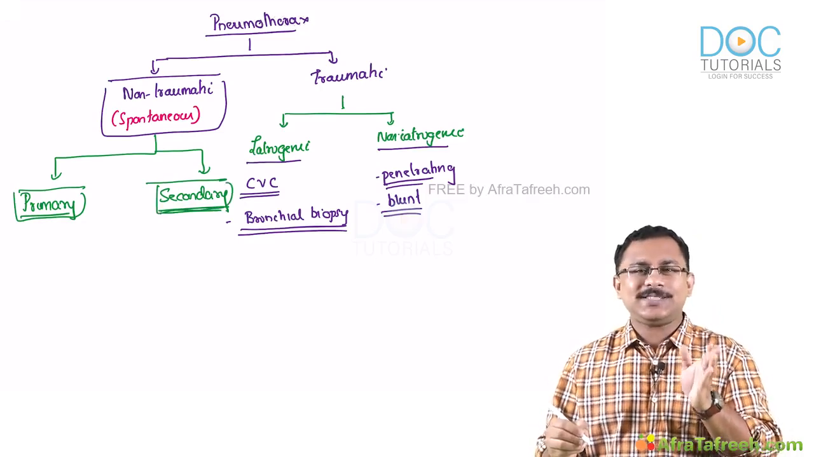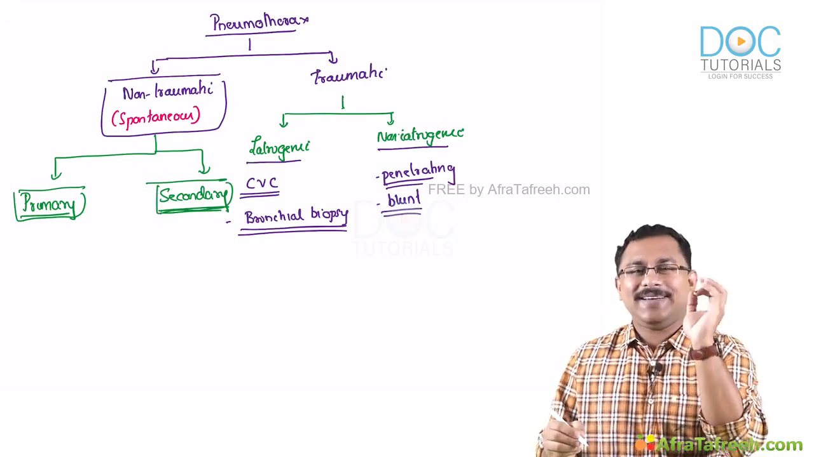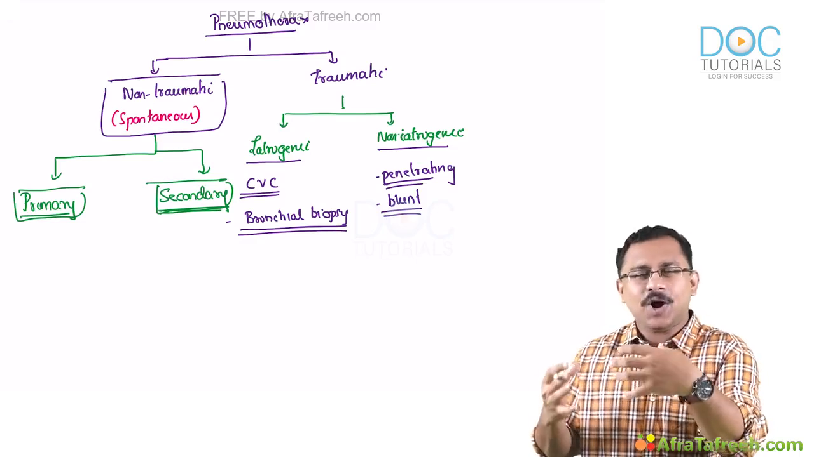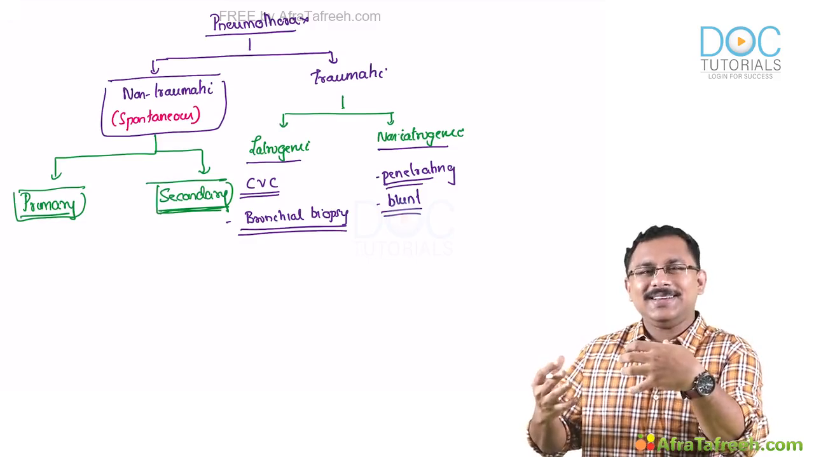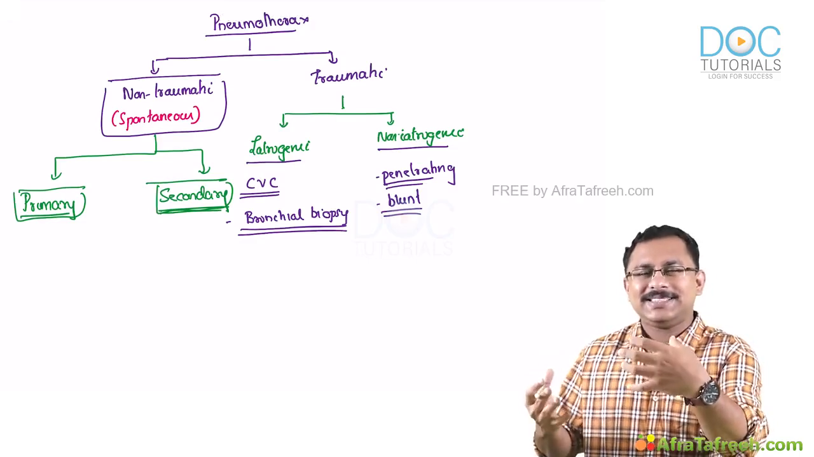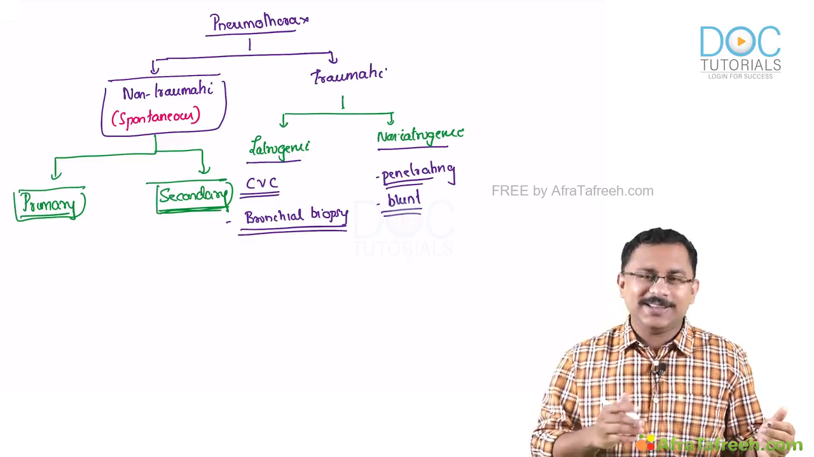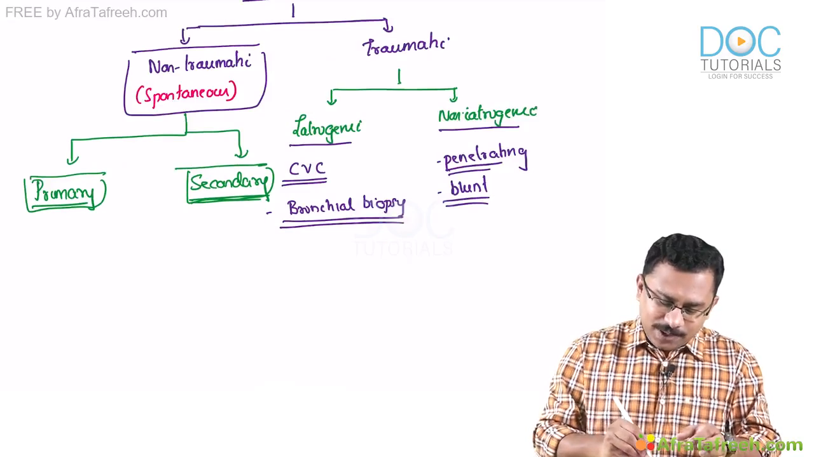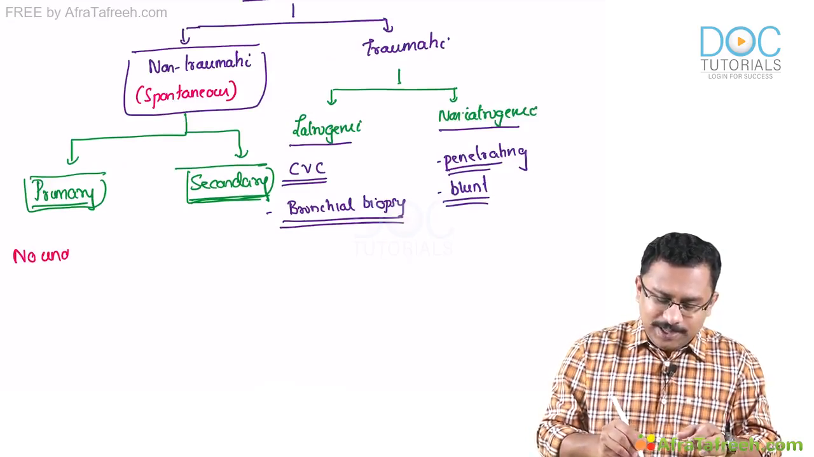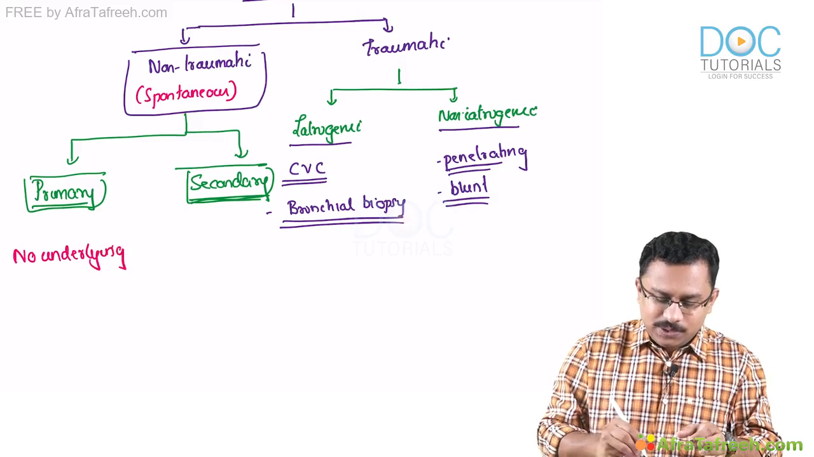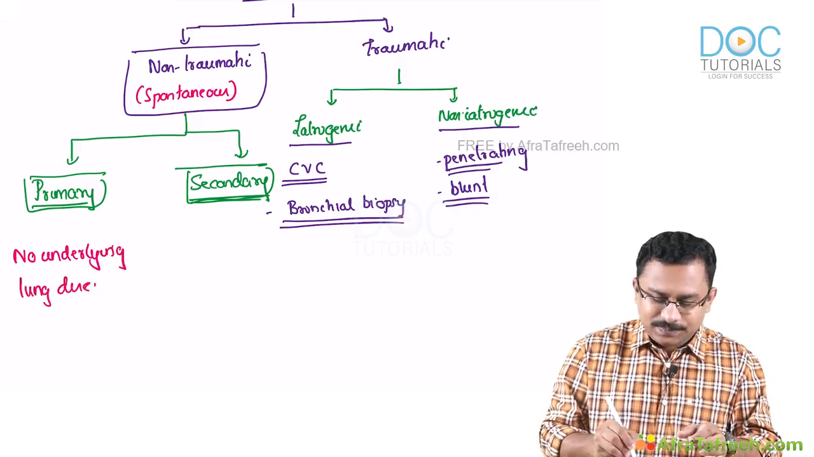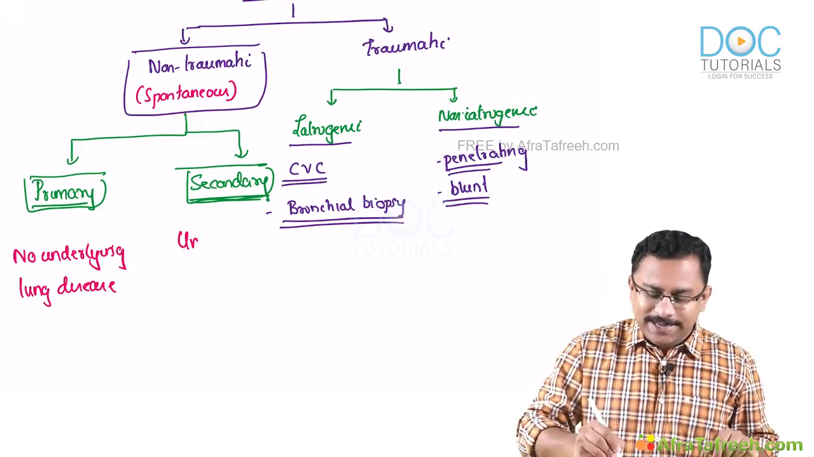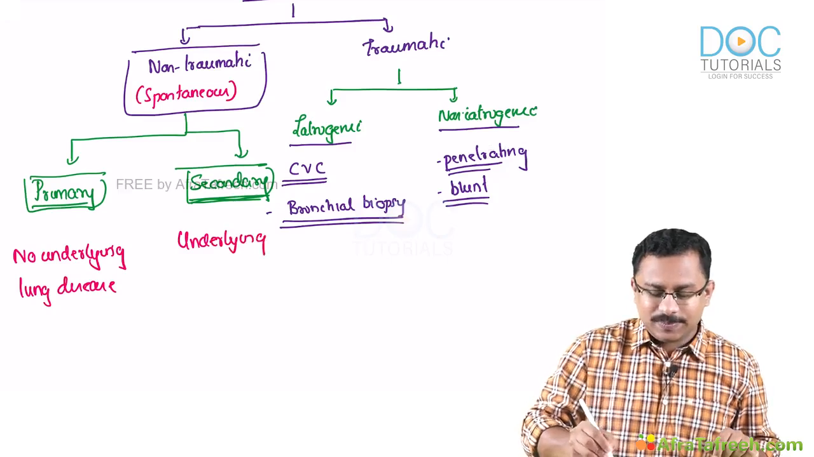Primary spontaneous pneumothorax means a pneumothorax that develops in an otherwise normal lung. So the patient does not have any underlying lung disease, and still he is developing a pneumothorax. That is what you call the primary spontaneous pneumothorax, where there is no underlying lung disease. Whereas in case of secondary spontaneous pneumothorax, the patient has underlying lung disease.